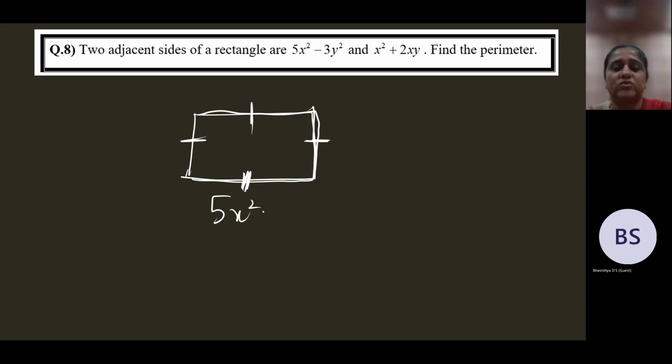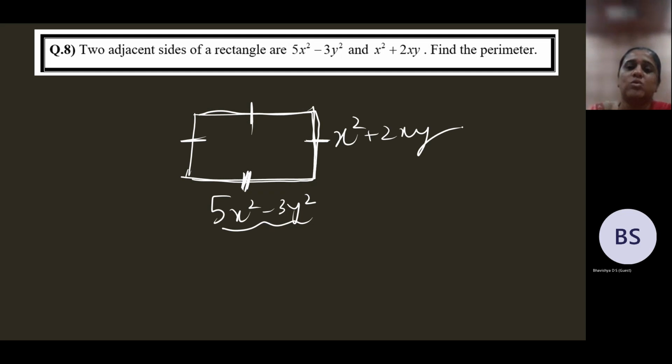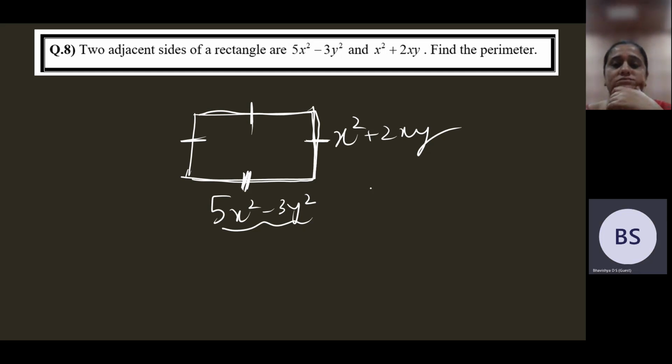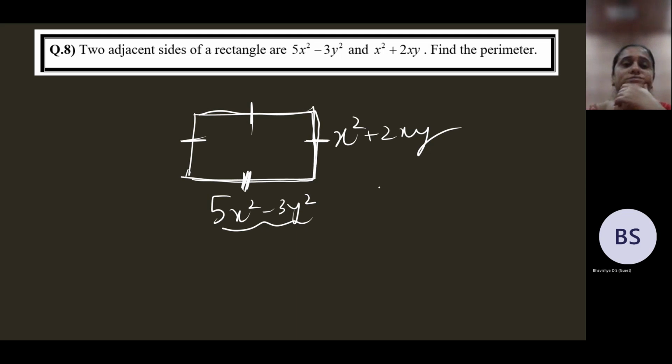So one is 5x squared minus 3y squared. And the other one is x squared plus 2xy. And we need to find its perimeter. What's the formula to find the perimeter of a rectangle? Side into side, mom. Really? No, mom. How do you find the perimeter of a rectangle?